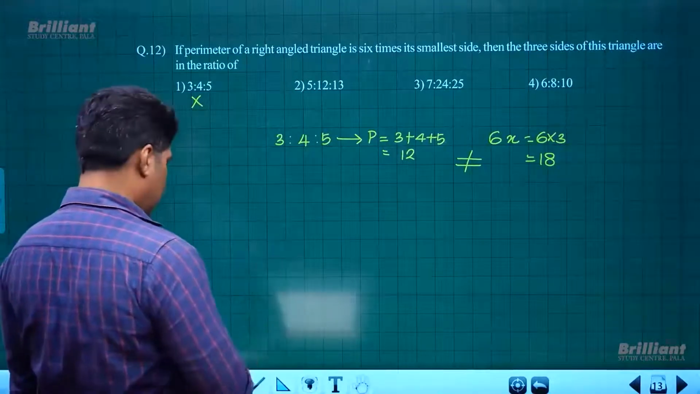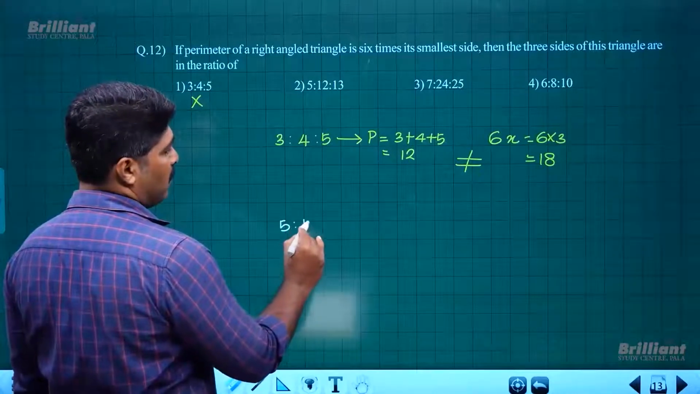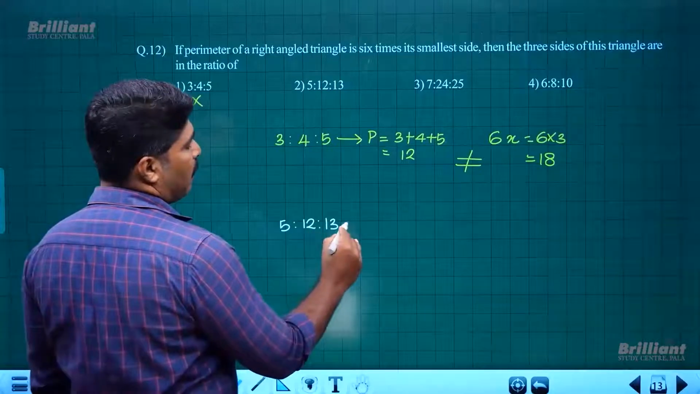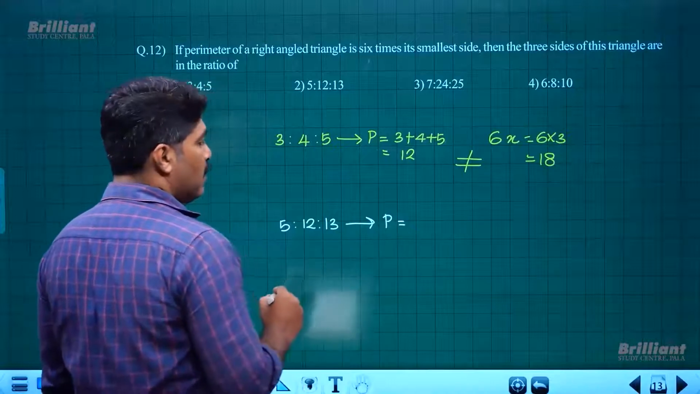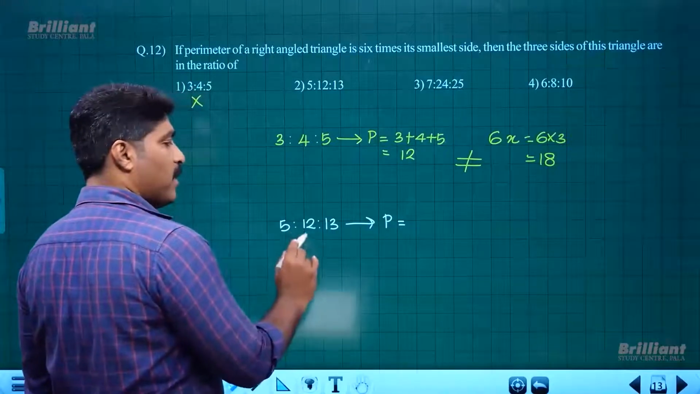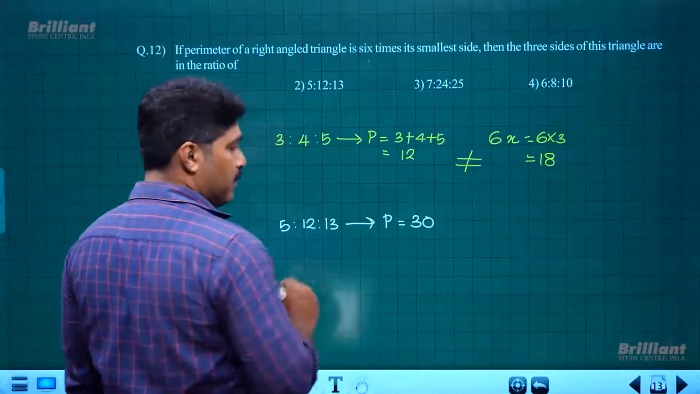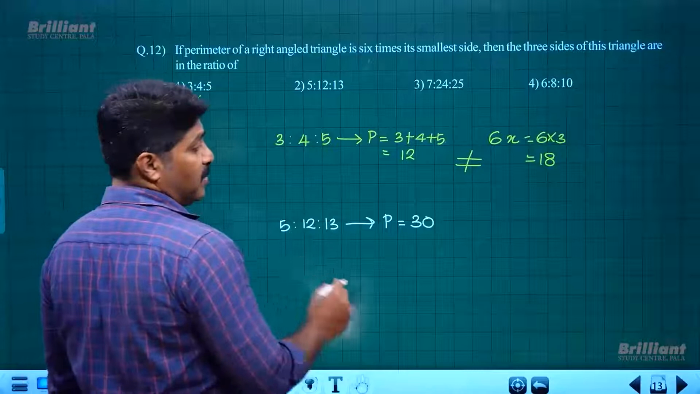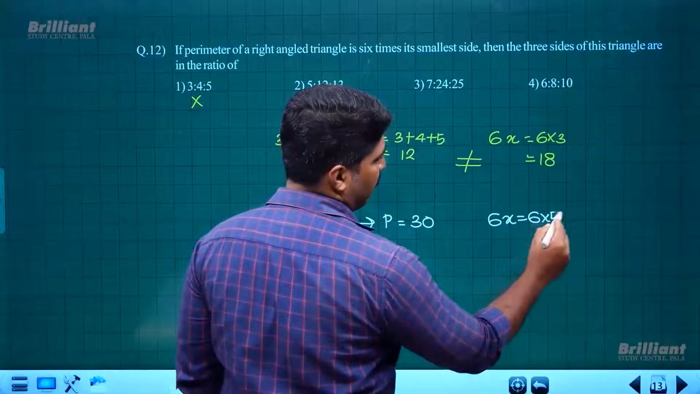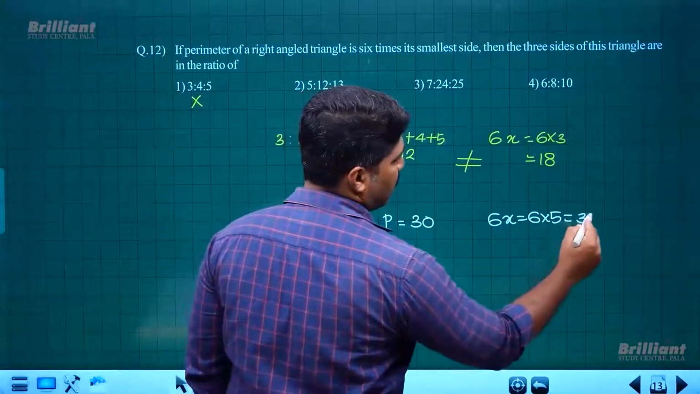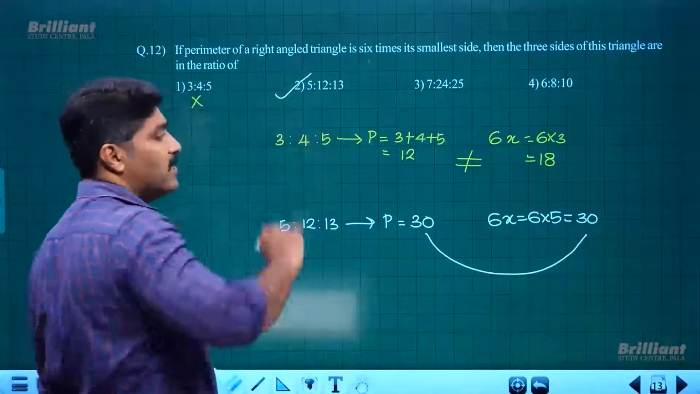Consider the second example. Here we are considering the second set of values, 5:12:13. What we are doing? We just simply add the values here. 5 plus 12 plus 13 is equal to 25 plus 5, 30. And 6 times the smallest one, 6 into 5, that is also equal to 30. Yeah, both are satisfying. Therefore, we can conclude this is the answer.